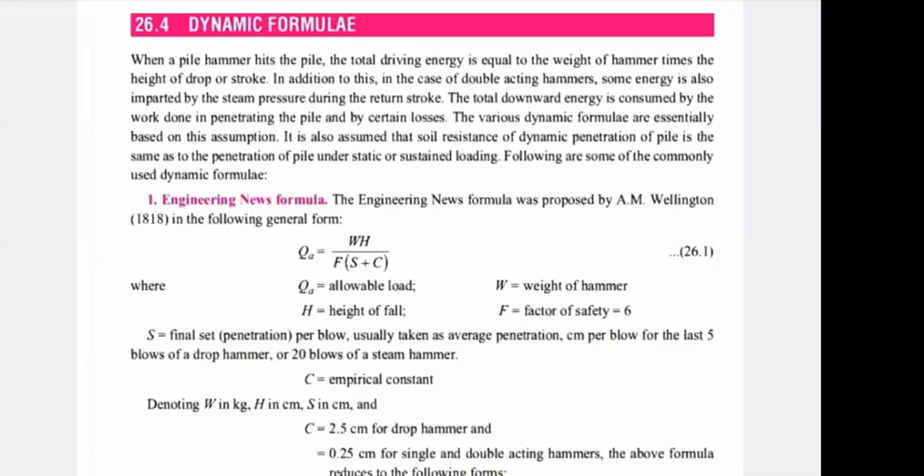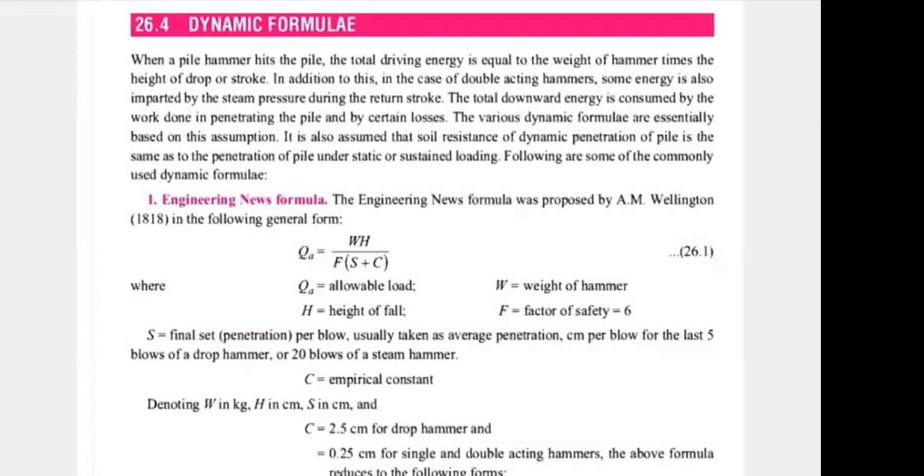What is S? S is nothing but the final set penetration per blow. Usually, how much penetration you require to insert your pile into the ground, that is nothing but the average of your S, in centimeter per blow for the last 5 blows of a drop hammer, or 20 blows of a steam hammer. 20 blows of a steam hammer and last 5 drops of a drop hammer. You will need to consider the last 5 average, that is your S.